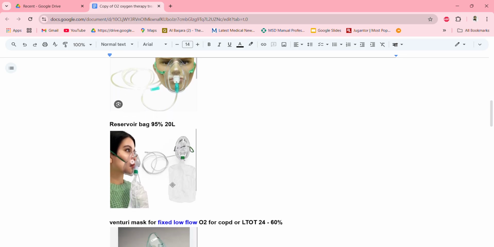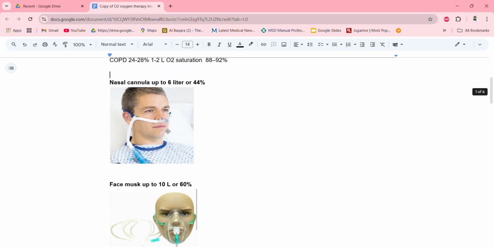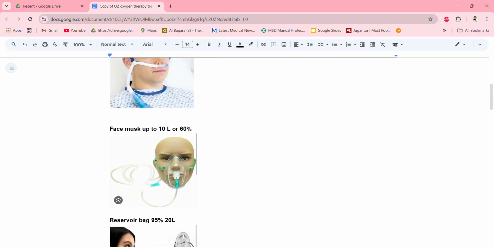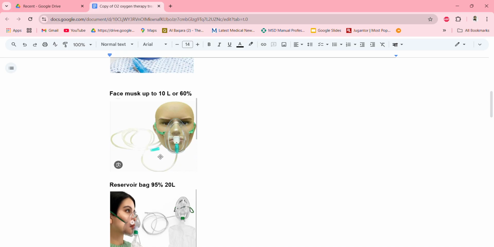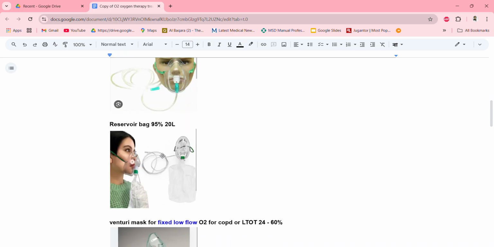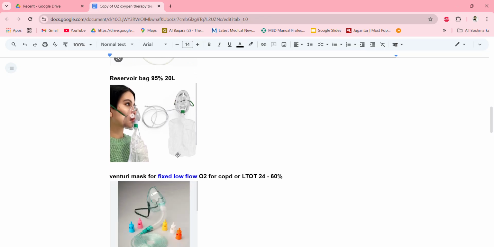And reservoir bag, this is a face mask with a tight reservoir bag. It can allow 95%, that means 19 or 20 liter of oxygen. So if somebody is using a nasal cannula, you should not give more than 6 liter of oxygen because it will be lost in the air. The patient is capable of taking oxygen only 44%, 6 liter. If you give a face mask, you can give 4, 5, 6, 7, 8, 10 liter. But if you give a reservoir bag, the patient can take 95% oxygen, almost 20 liter.